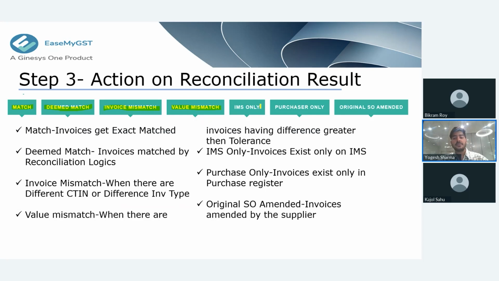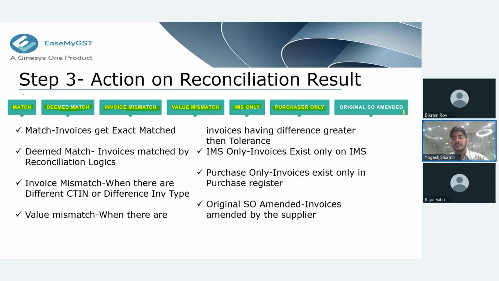Now there will be a fifth category of IMS only. If the invoices exist in your IMS only, not in our purchase books, then all those invoices are shown in the IMS only category. Now the second last category is purchaser only. If the invoices are available only on your purchase books, but not on IMS, and did not get matched, they are available in our purchaser only category.